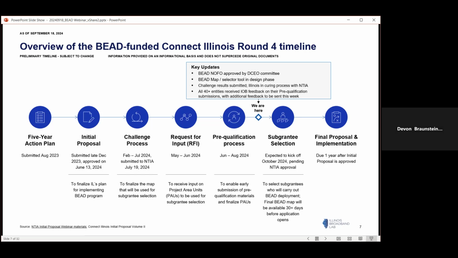We're waiting on any challenge process curing updates from NTIA. And I mentioned the 40, I think 41, entities who participated in pre-qual are receiving their final feedback today or tomorrow.